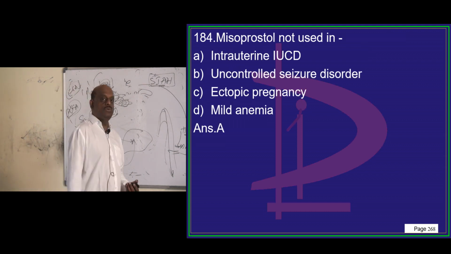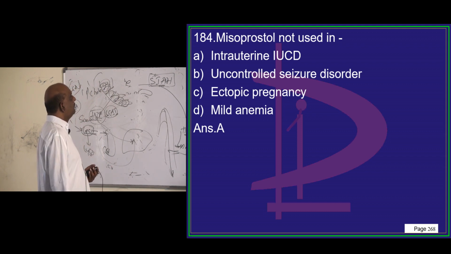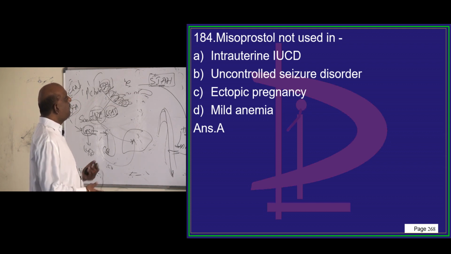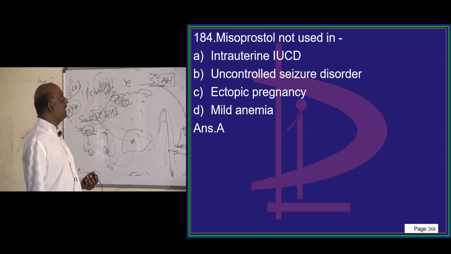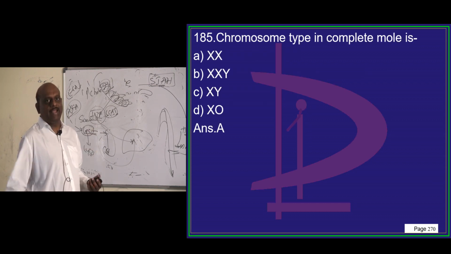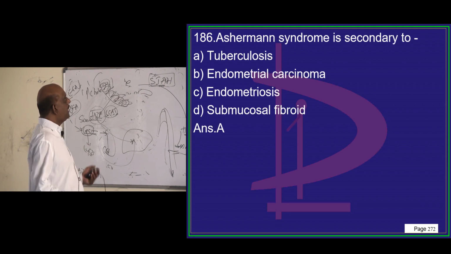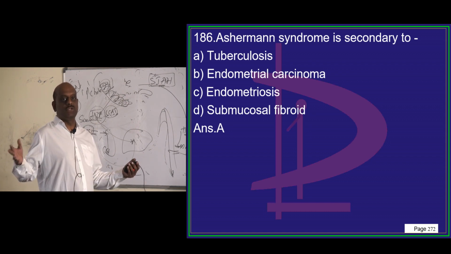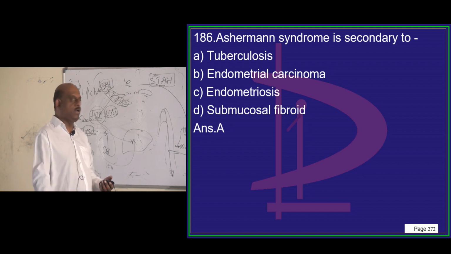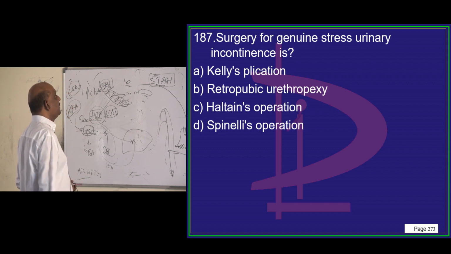Misoprostol is used for uncontrolled seizures, ectopic pregnancy and mild anemia, not in the intrauterine IUCD. Chromosome type in complete mole is XX. Asherman syndrome is secondary to adhesions that can be because of excessive dilatation curettage or because of the TB-like condition, which can lead to development of adhesions.